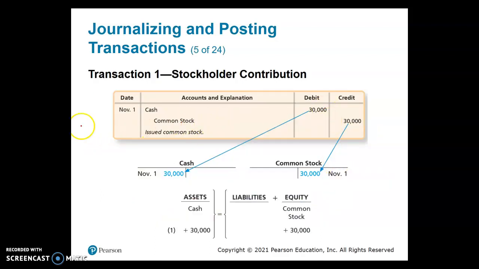And the next step after recording it in the journal, remember that term was post. So now we're going to post that journal entry to the general ledger, which is the T accounts. Okay, I've got cash November 1st, 30,000 debit. Common stock, November 1st, 30,000 credit. And you can see the accounting equation remains in balance. 30,000 on this side, 30,000 on this side of the equation.